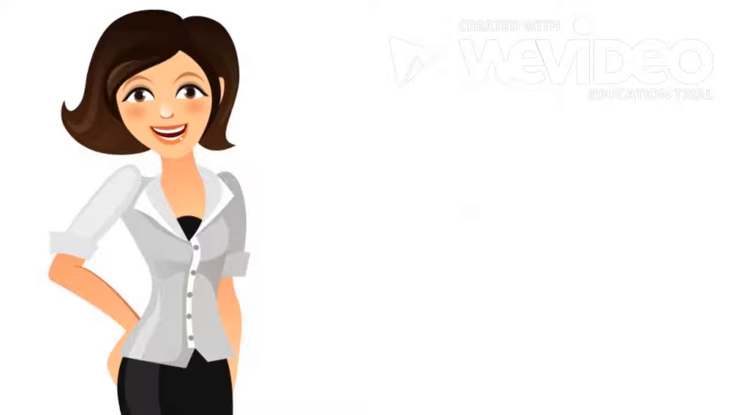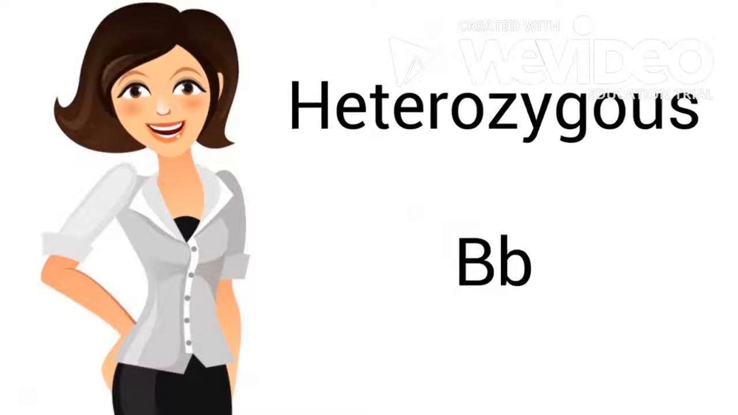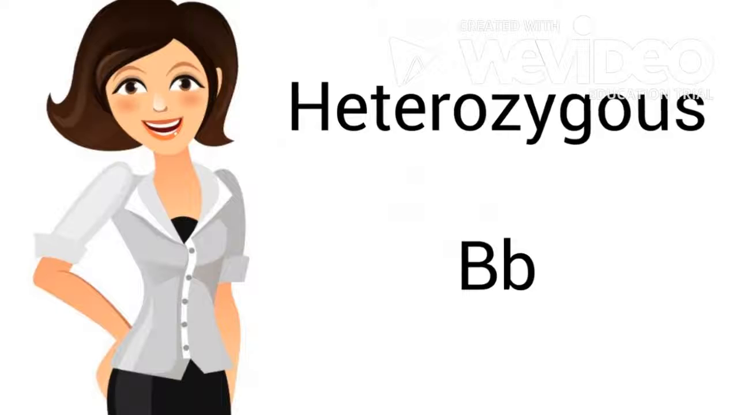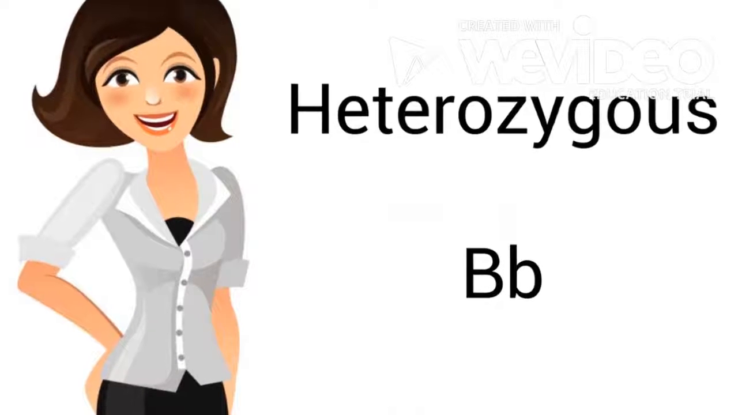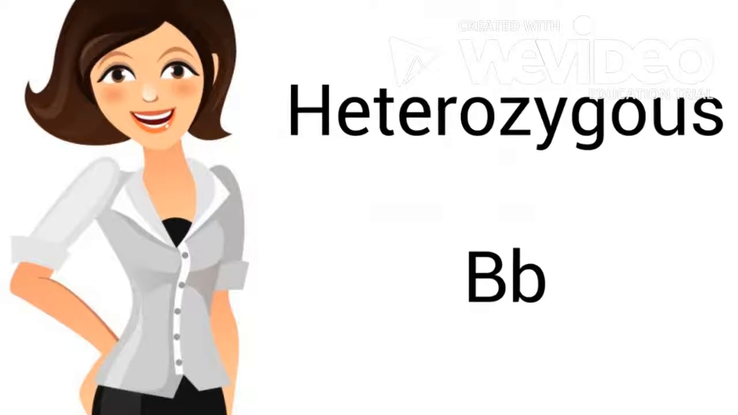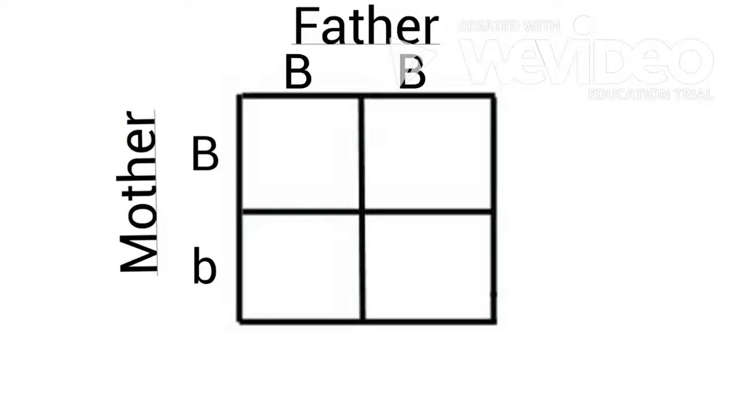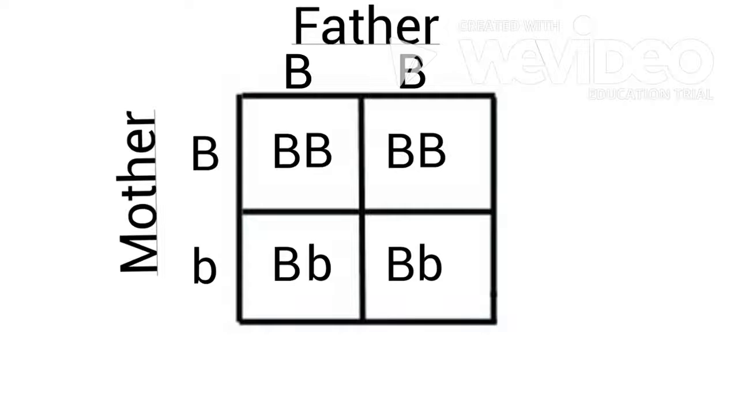Now, let's say that the mother is heterozygous, which means she has brown eyes, but has one capital letter B and one lowercase letter b. She carries the recessive trait, even though she shows brown eyes. We'll put these letters along the other row of the Punnett square. Now we combine them. This will determine the possibilities for the offspring of this mother and father.